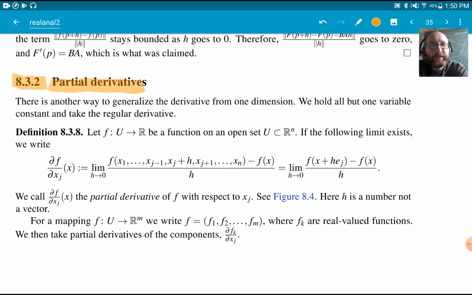So let's look at partial derivatives for, again, functions on the Euclidean space Rn. This is another way of generalizing the derivative from one variable. We have either total differentiability, where the derivative is a linear operator, but there's another way, which is that we take partial derivatives.